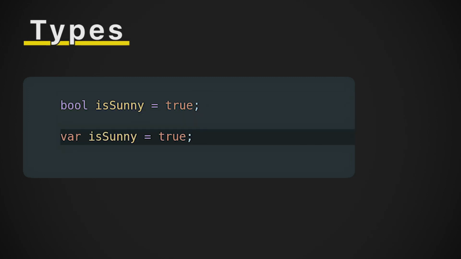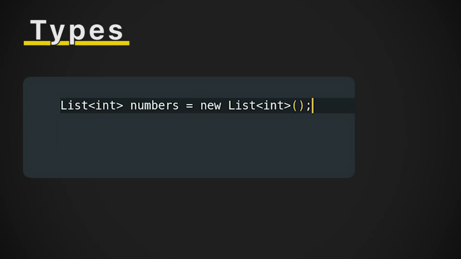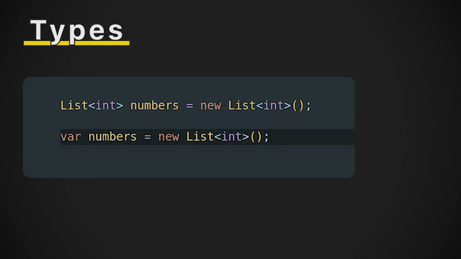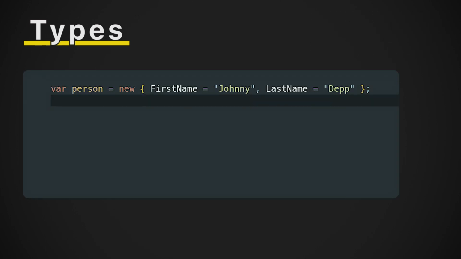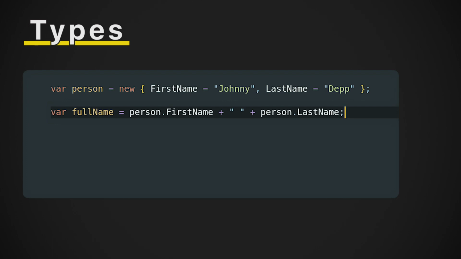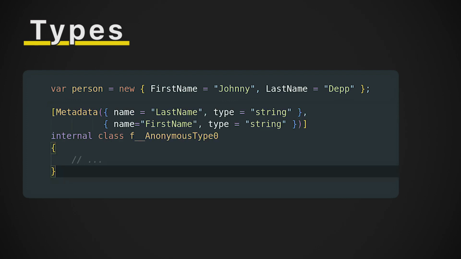C# 3 introduced several features. One is type inference from the value. We can just write the var keyword and the compiler will figure out the type. Another one is anonymous types, where it is possible to create just a new instance and the compiler will create behind the scene a new class.